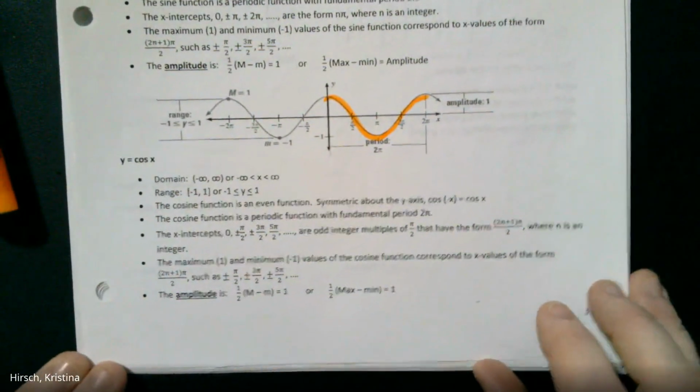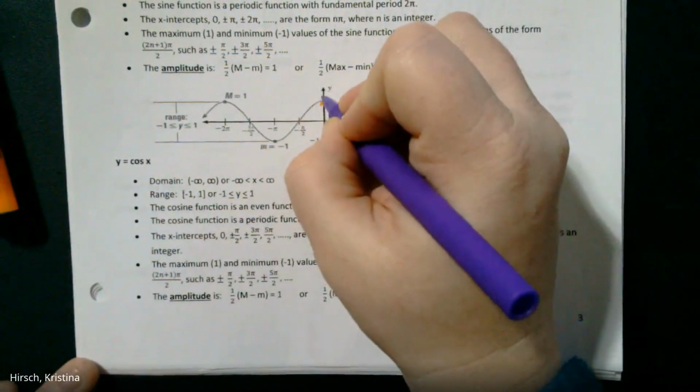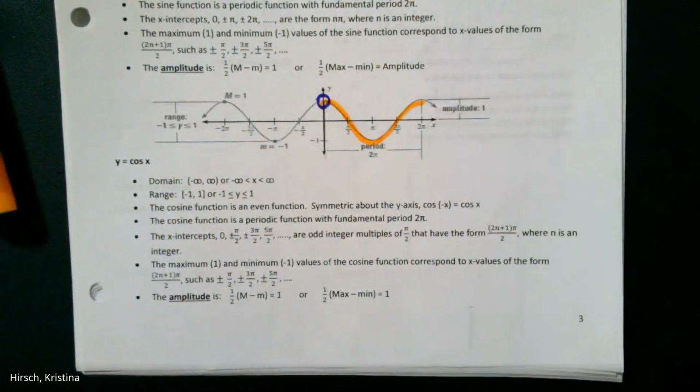Now, the cosine graph is pretty much the same, except the starting point is different. So the starting point here starts at 0, 1. Now, it's not always going to be 0, 1. It's just going to depend on what the amplitude is.